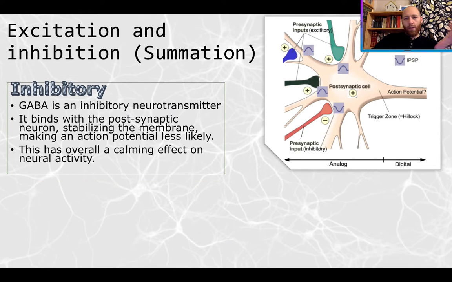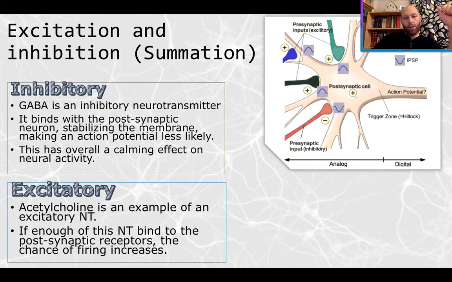If there's enough GABA in your system and enough GABA synapses, and they fire, this will have an overall calming effect on the nervous system. Excitatory neurotransmitters, such as acetylcholine, bind to the postsynaptic receptor and increase the chance of an action potential occurring. So inhibitory reduces the chance, excitatory increases the chance.